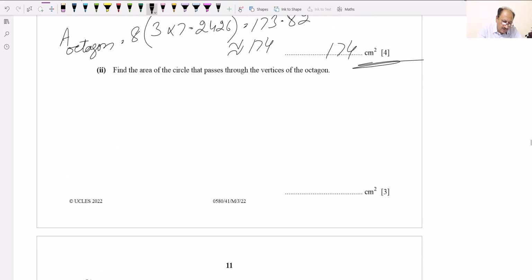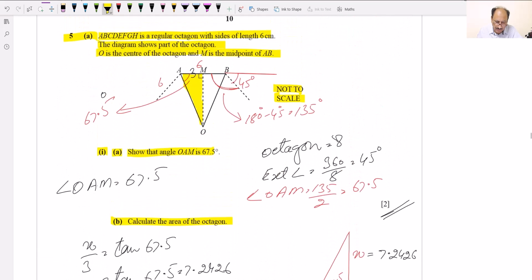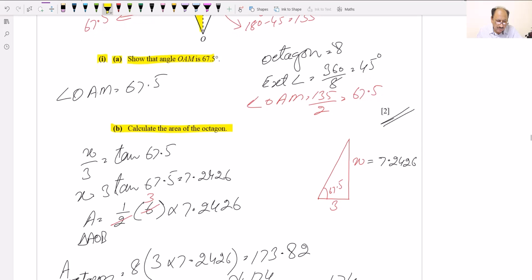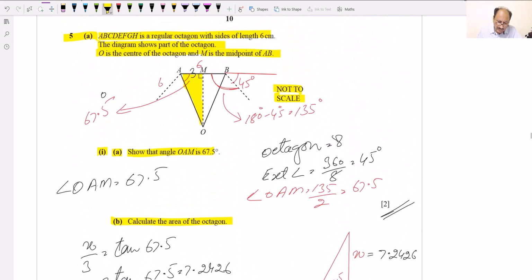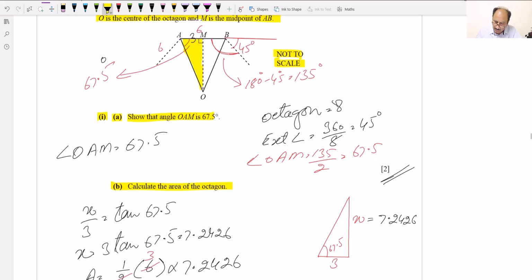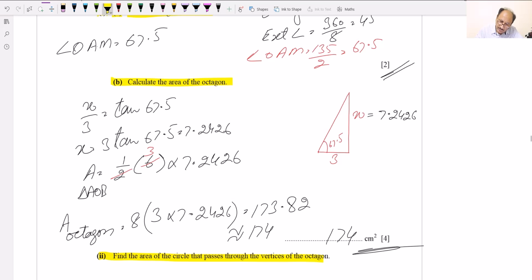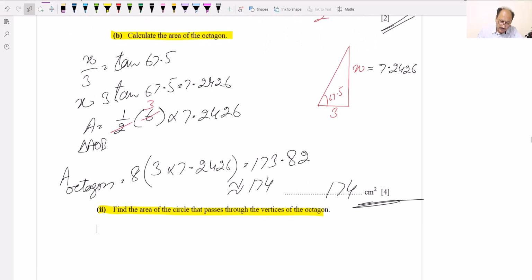Now they're saying part 3 is find the area of the circle that passes through the vertices of the octagon. So the area of the circle that passes through, that one will be pi r square. R will be this length, we will be taking r. So like for example, we can take cos of 6, this one.